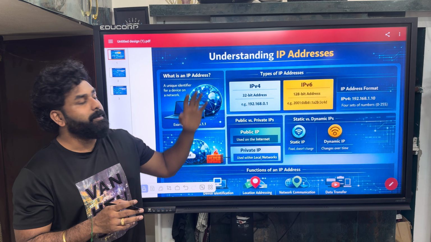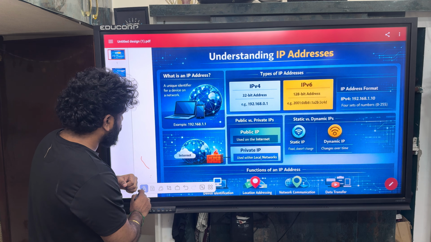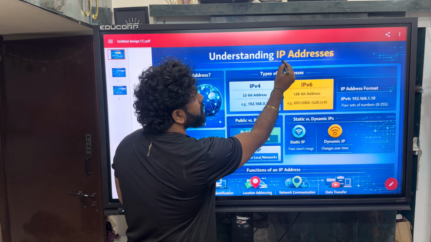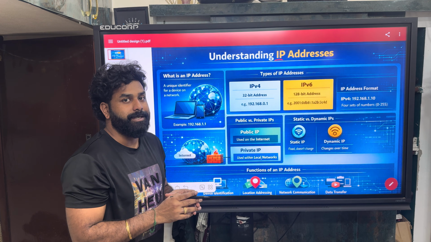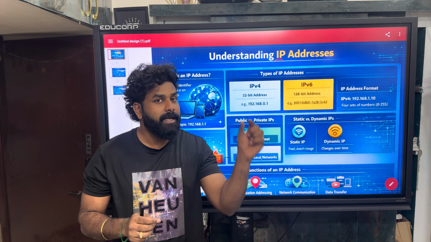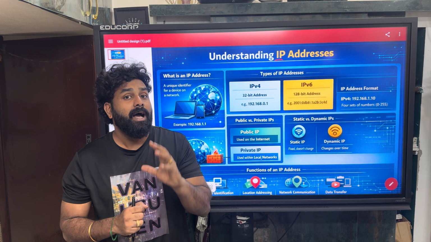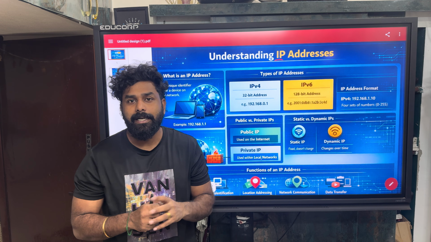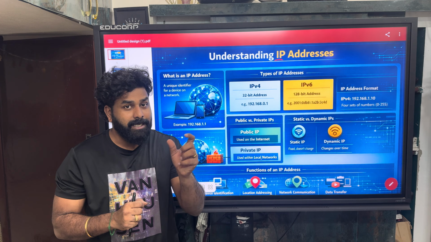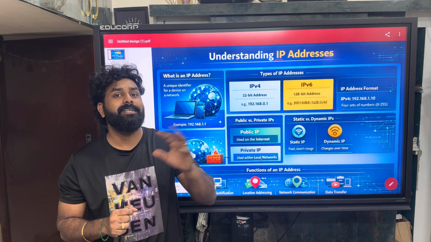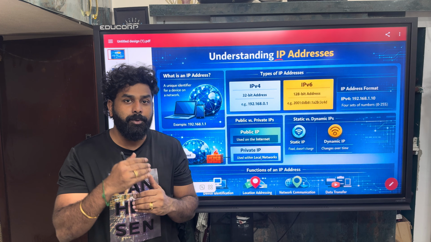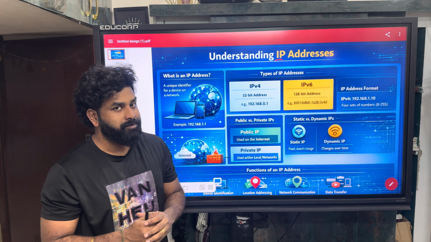Now what do you mean by IPv4? IP expands to Internet Protocol Address. This word internet can be of two separate words also, inter-network protocol. As the name says, whenever you want to connect between two different networks, we use IP address. That's why it's called inter-network, not intra-network. So inter-network means between two devices. If you want to communicate, you use IP address.